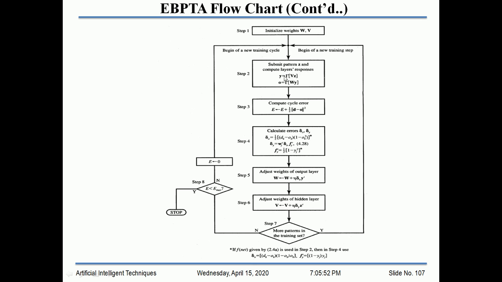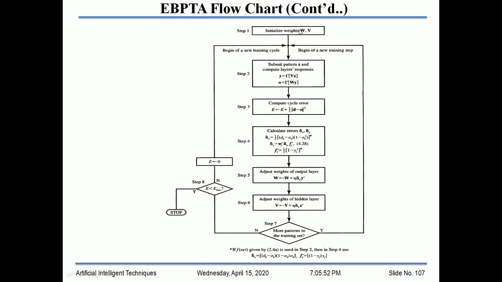Submit pattern Z, compute the outputs Y and O. You know how to find out the outputs. Output of the hidden layer Y, output of the output layer O. You have computed in step number 2. This is very easy to understand. The flow chart itself is so easy to understand.